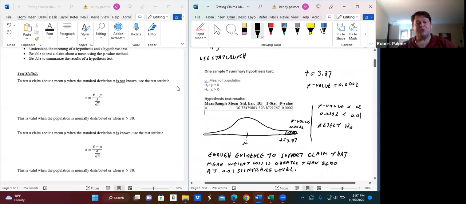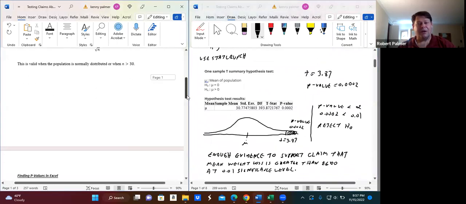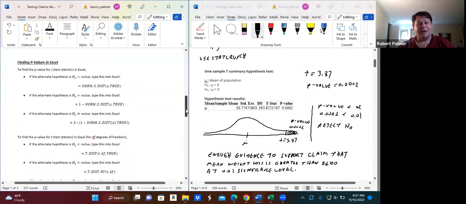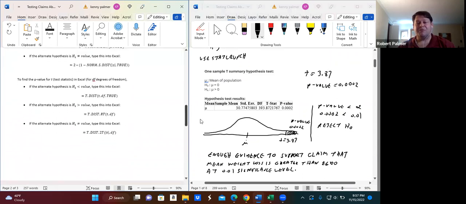All right. Also, let me mention one more thing. I showed you in here also how we can calculate the p-values using Excel. Let's do that for this one. I won't write anything over here.